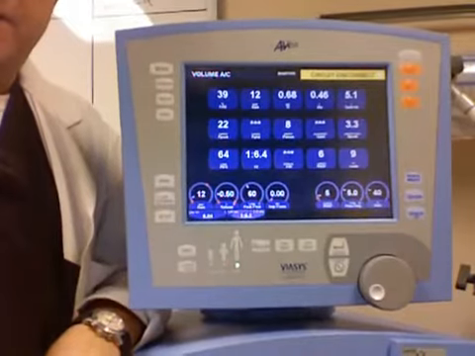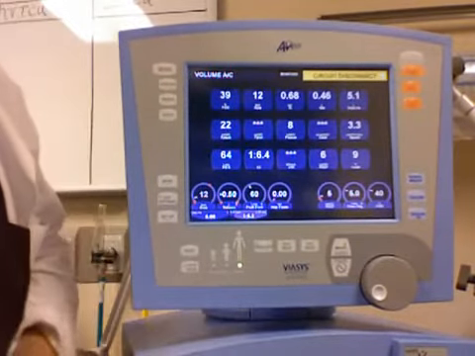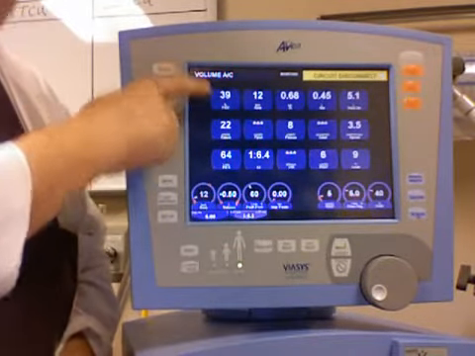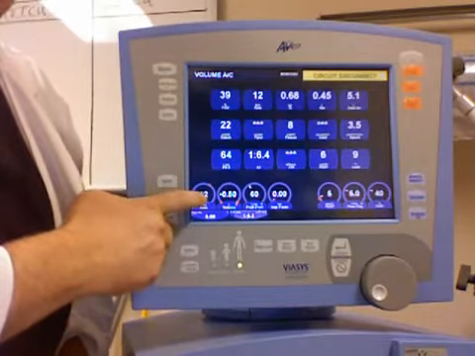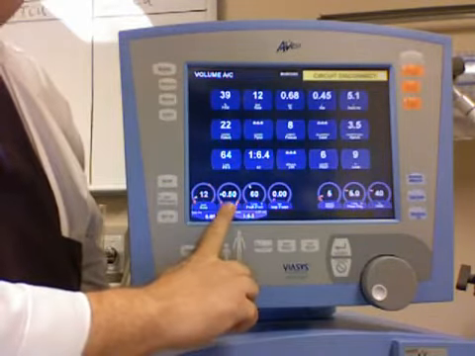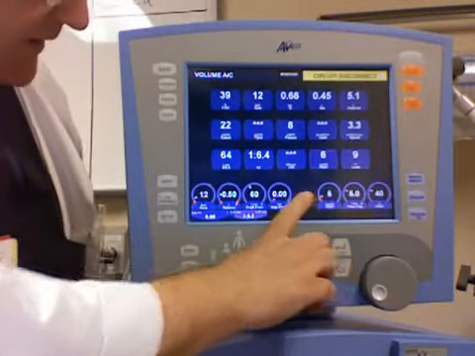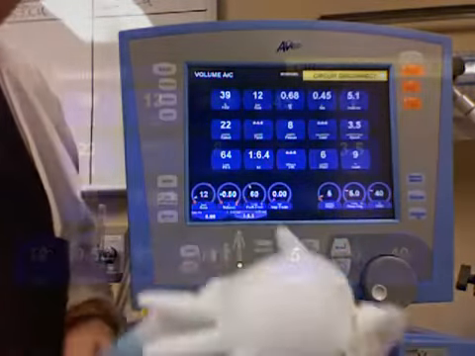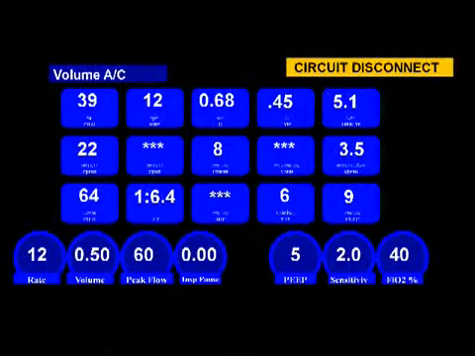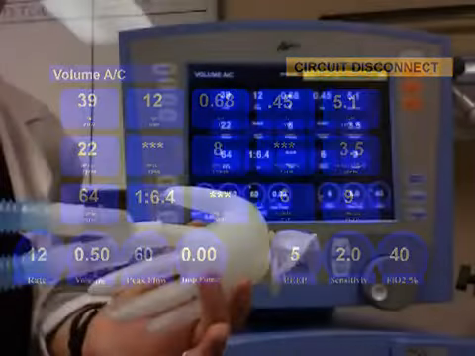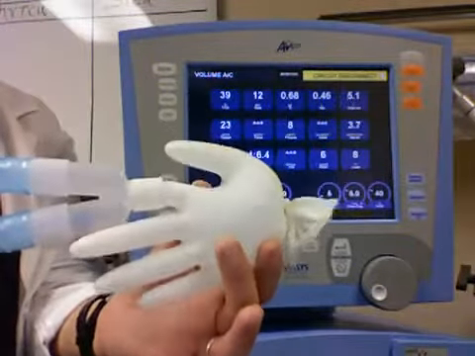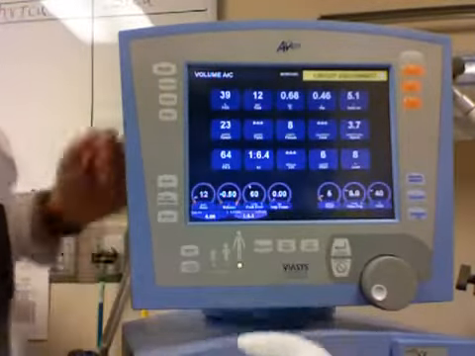Okay, I have the ventilator set up on volume AC. I have a rate of 12, 500, 40% plus 5 of PEEP, and then there's a peak flow of 60, and I have a test lung. I have a glove acting as a test lung here, doing that 12 breaths a minute.